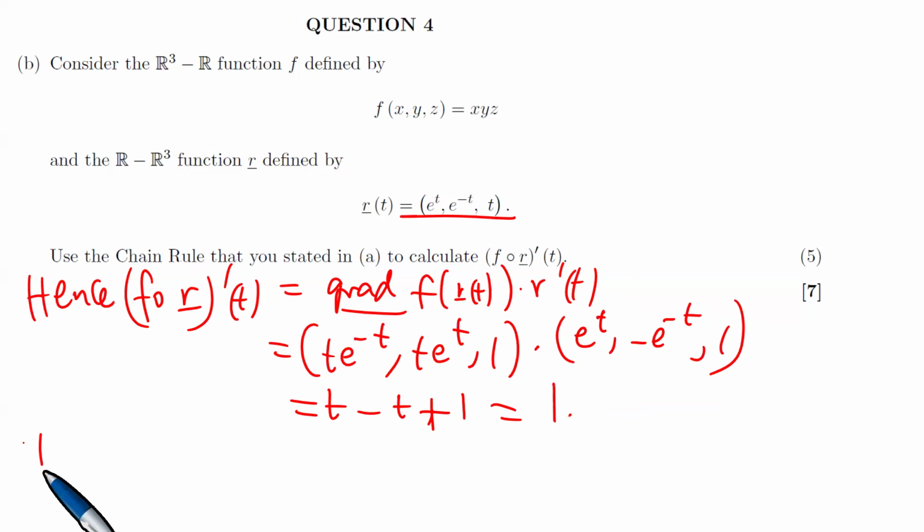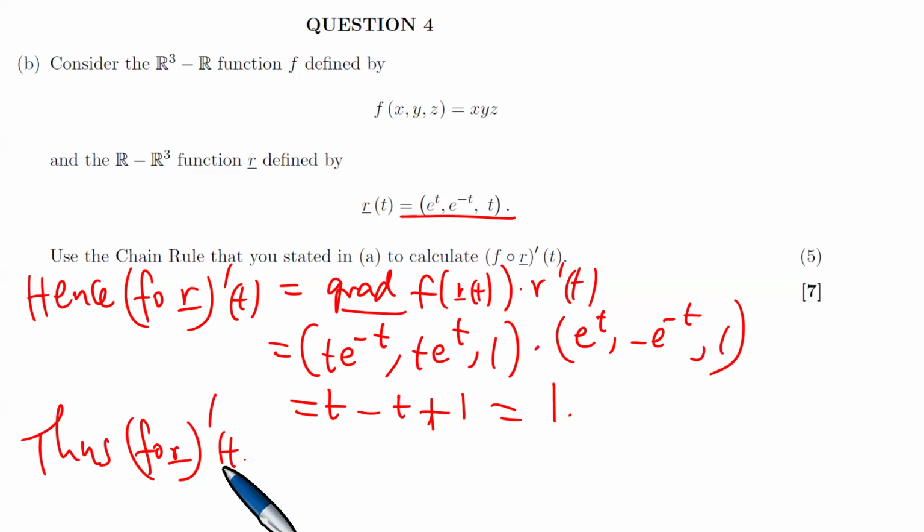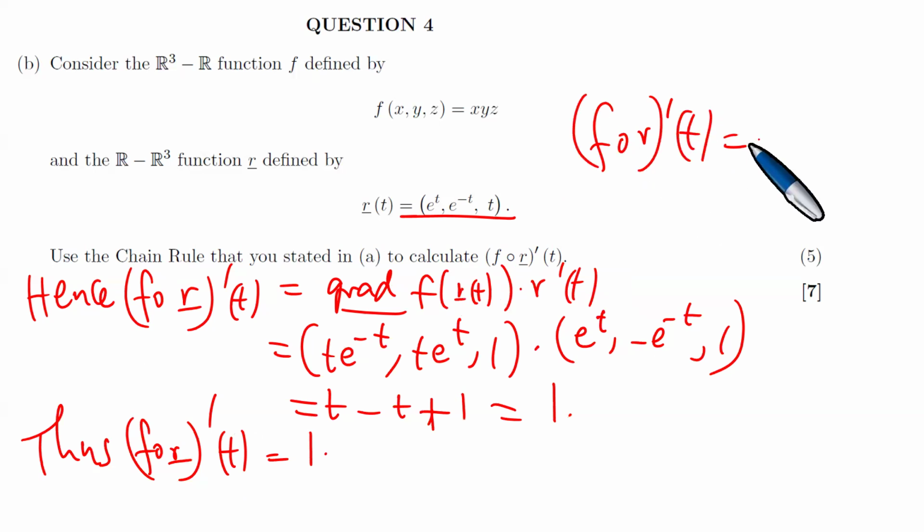Okay, and thus, so this one is 1. We used the chain rule to find the derivative of this, and we found that the derivative is 1. Just take note of how we use the chain rule here. Once again, this is recorded, so you have a chance to watch this replay.